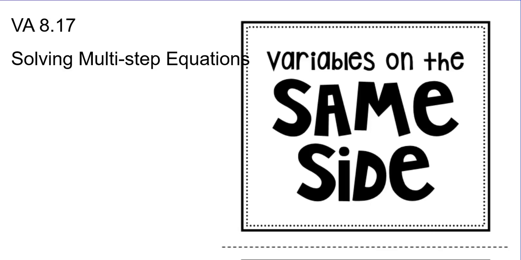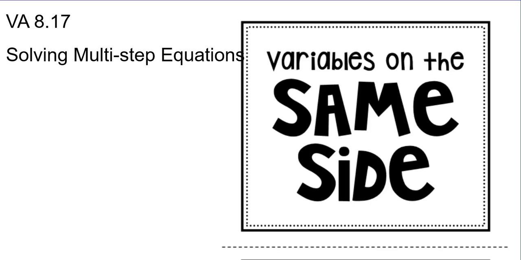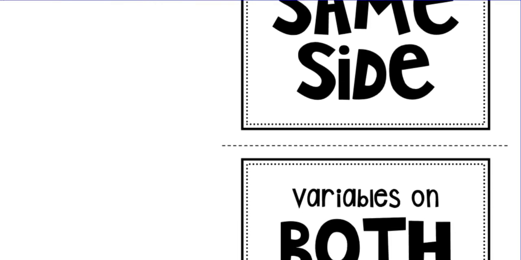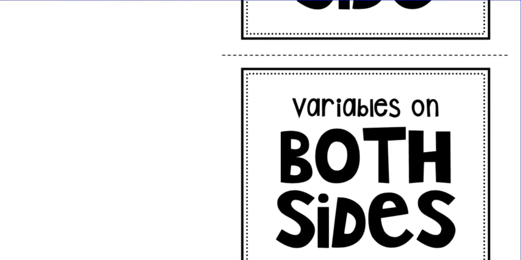Hi there, this is Miss Cave, and today we have a lesson on Virginia 8.17, solving multi-step equations. For multi-step equations, we have two different types that we're going to look at specifically: one is variables on the same side, and the other is when we have variables on both sides of the equation.